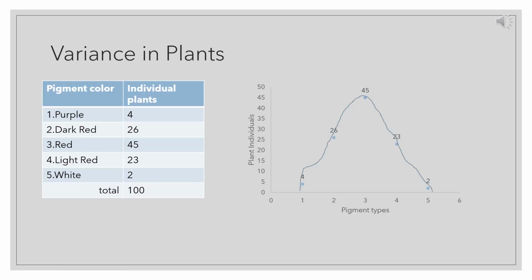Here we can see that from this specific cross that yielded 100 individuals, variance is shaped like a bell or a normal curve with a line going right through the middle of the peak being the mean. So number 3 is red. The mean color would be red.